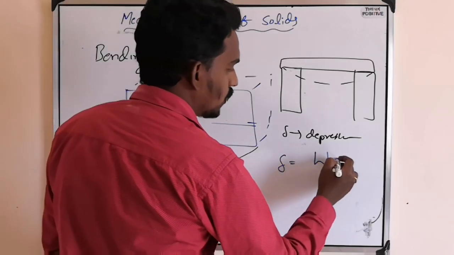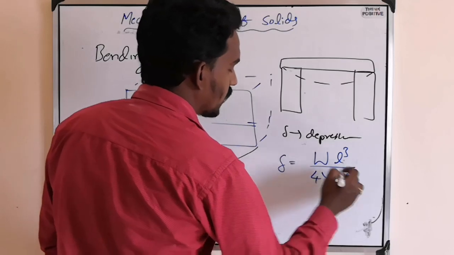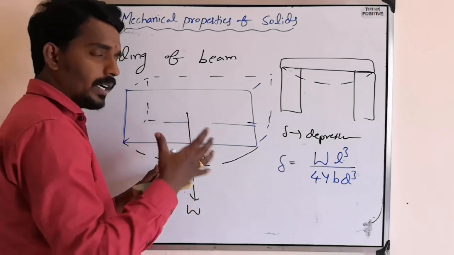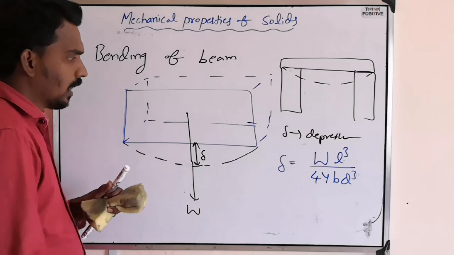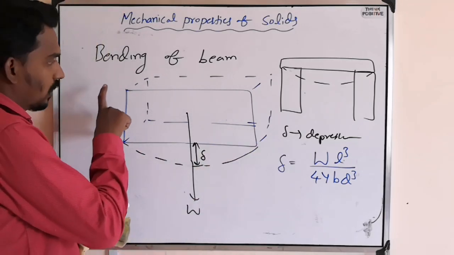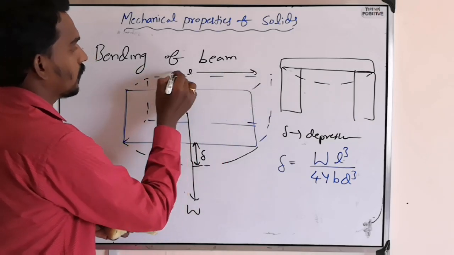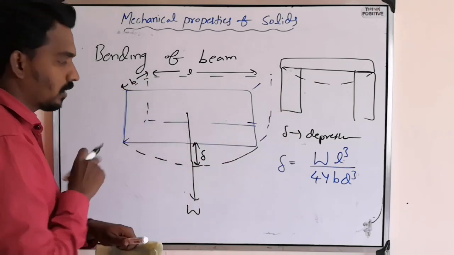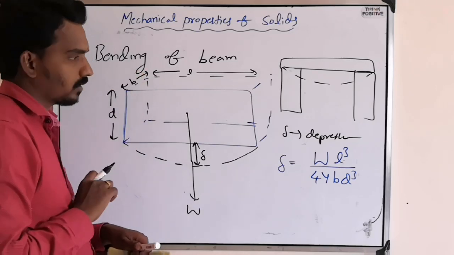W L³ by 4YBD³, where Y is Young's modulus. A beam means solid construction, so it must have some Young's modulus. And there is length, there is breadth, and this is depth or thickness.